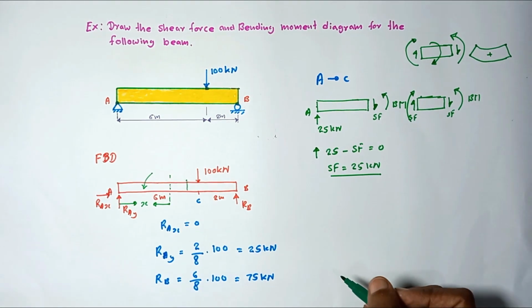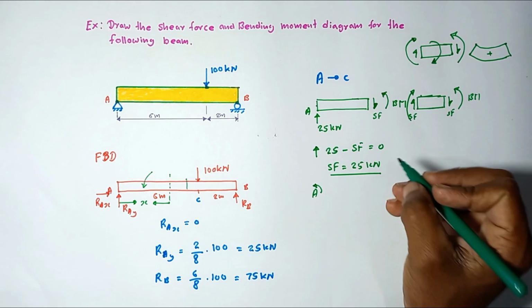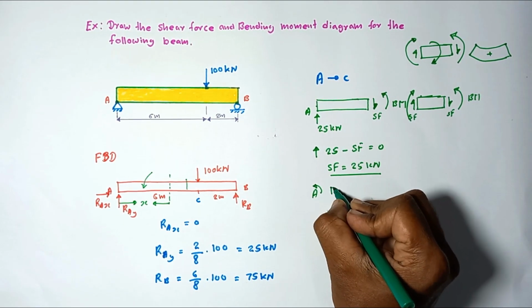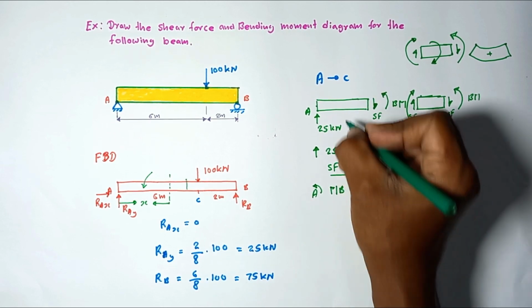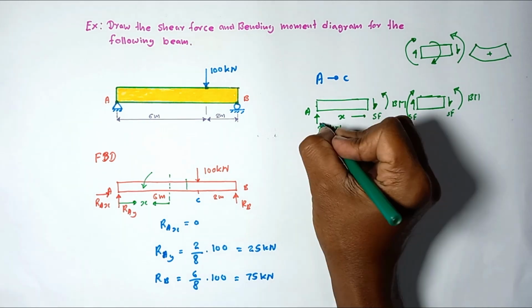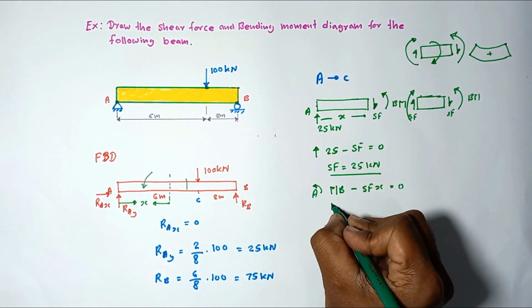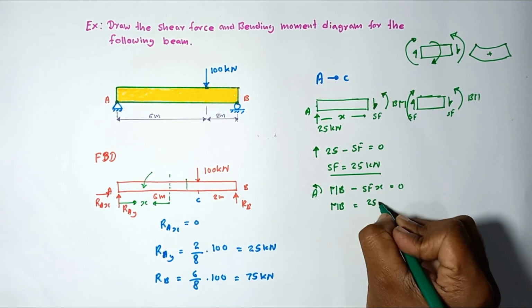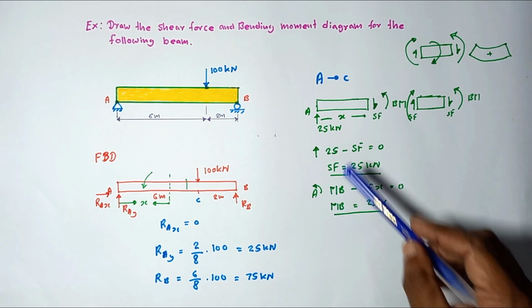By taking the moment around the A point, bending moment minus shear force into this distance x is equal to 0. So bending moment is equal to 25 into x. These are the two equations for shear force and bending moment.